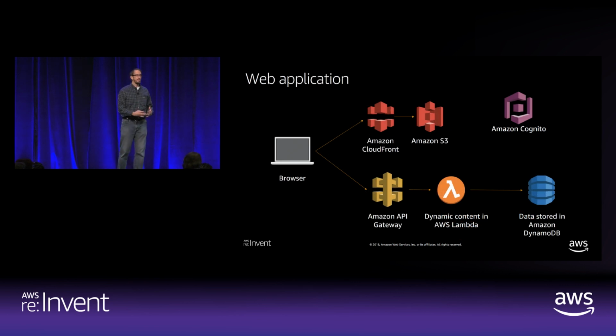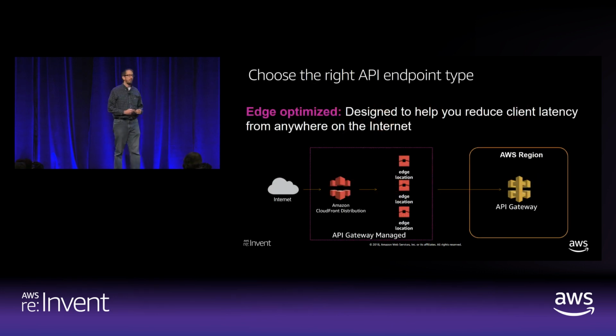Okay, now back to this pattern. I want to drill into API Gateway a little bit because there's a lot of choices around API Gateway specifically with this pattern. There are 3 types of API Gateway APIs that you can create in AWS. The first one, and the one that's been around the longest, is an edge-optimized API. And that just means the API actually exists at our CloudFront locations.